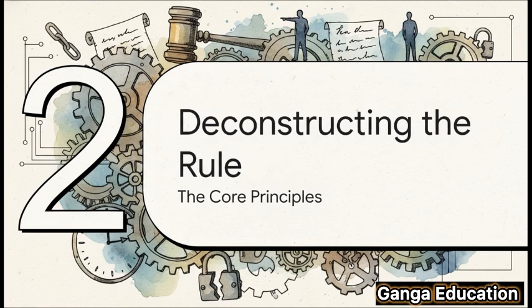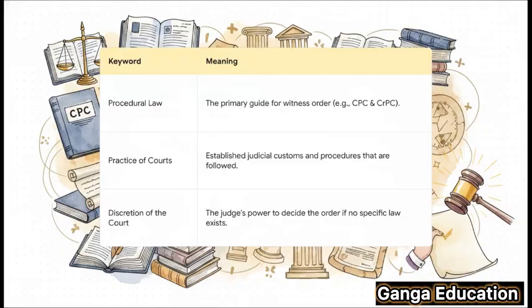So to really get a handle on this, let's deconstruct the rule and look at its core principles. What's it really made of? You can think of this section as standing on three main pillars. The first is procedural law. We're talking about your CPC and CrPC, the main rule books. The second is the practice of courts, which is just the established way things have been done over the years. And the third, which is incredibly powerful, is the discretion of the court. This is the judge's power to step in and make a call when the law is silent.